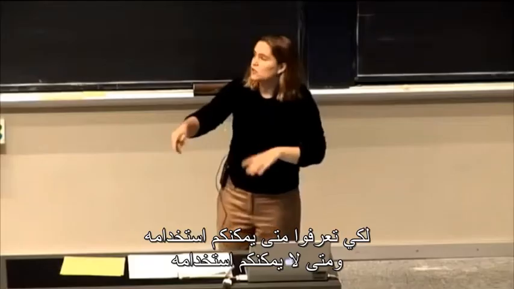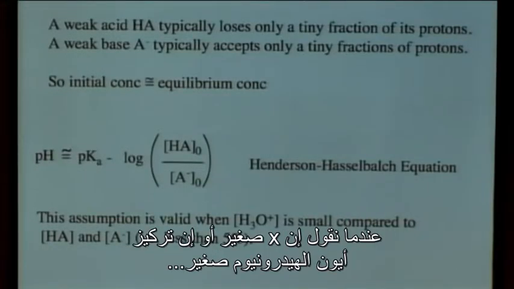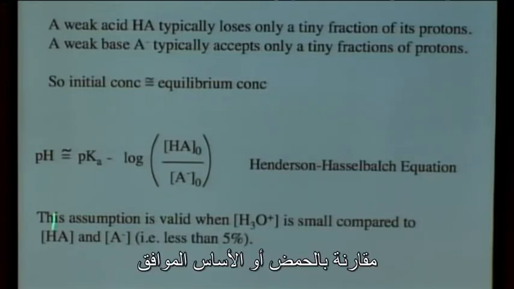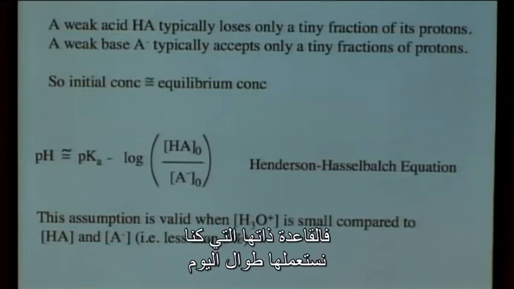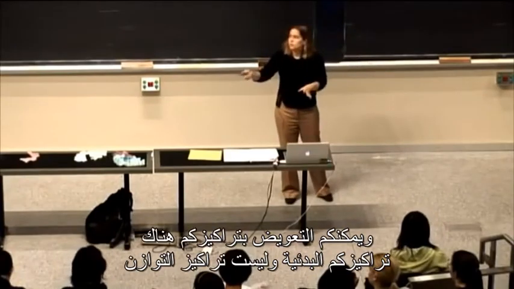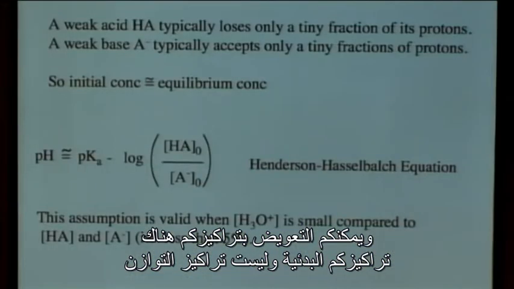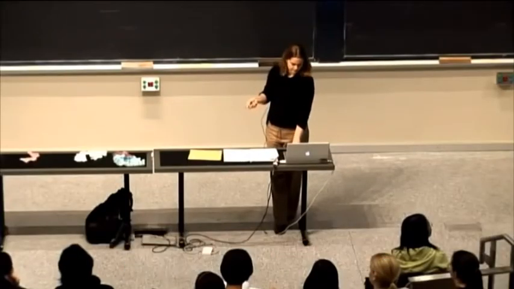Just so you know when you can and cannot use it, we're going to give a rule, and it's the same rule as before. When X is small, or your hydronium ion concentration is small compared to the acid or the conjugate base, meaning less than 5%. That's what we're going to call small, less than 5%. So the same rule we've been using all along. When X is small, this approximation works pretty well, and you can plug in your concentrations right there. Your initial concentrations, not your equilibrium concentrations.